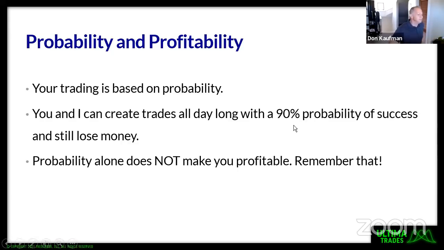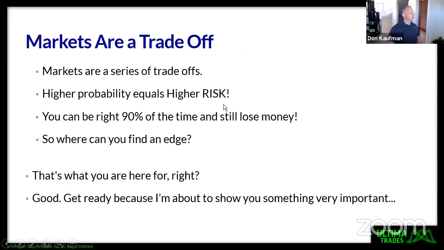High probability means nothing. When somebody says I'm right 80% of the time, well, listen, I'm right 90% of the time if I want to be. But it doesn't necessarily construe the making of money. Markets are always a series of trade-offs. Higher probability, higher risk. You can be right 90% of the time, you can still lose money.